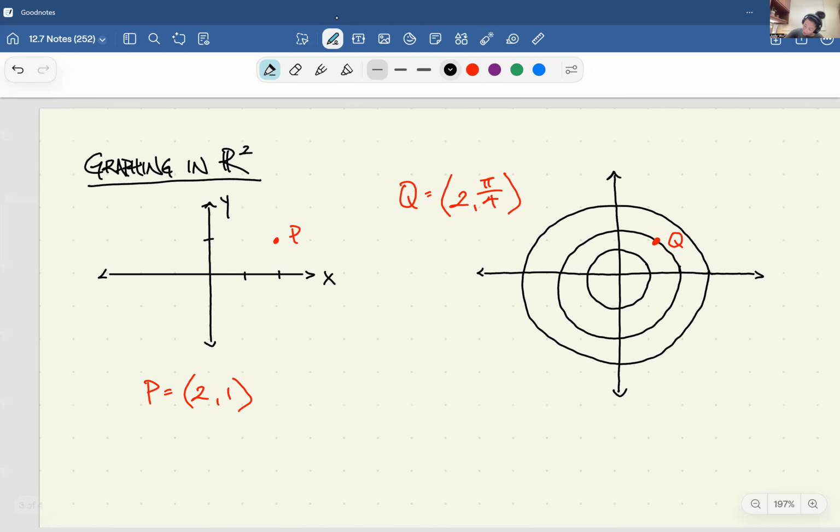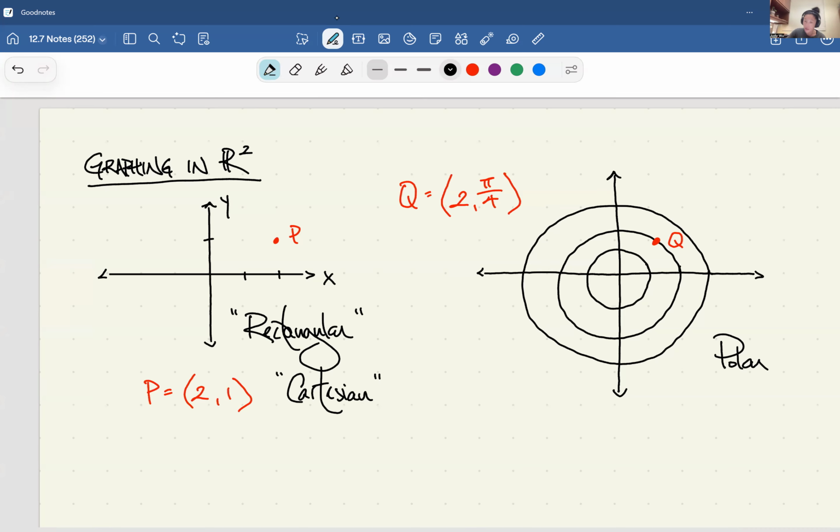What we have on the left-hand side, we call the rectangular coordinate system. You might have also heard this called the Cartesian coordinate system, but rectangular and Cartesian represent the same thing. It's just our regular XY. But when we talked about the thing with the roundedness, this was what we called a polar coordinate system. And so we took these two as different ways of describing points in R2.